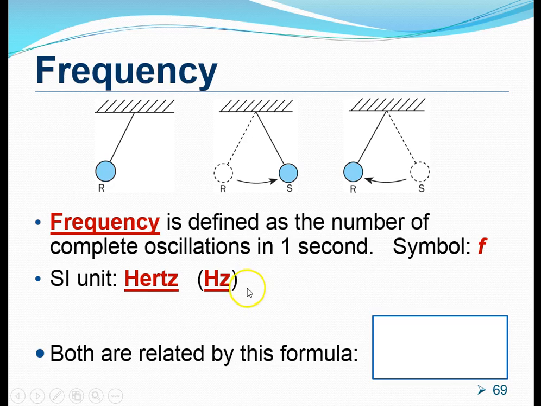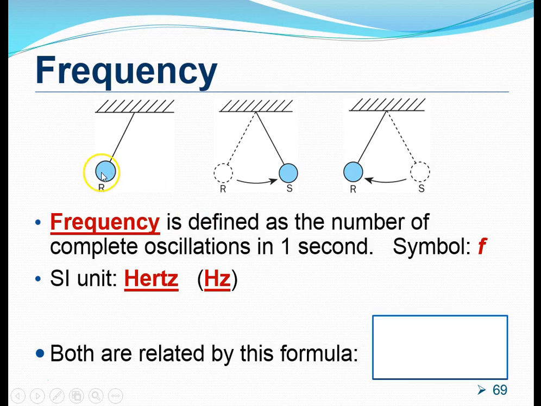Now, let's look at this example to understand a little bit better what frequency means. If I have a bob which has been displaced to position R and it was released, this bob will swing towards S and then back again. So let's assume that this particular bob, once it's released, is able to make 3 complete oscillations in a time of 1 second. If that's the case, we can say that this bob has a frequency of 3 Hertz. Now let's have a look at another case.